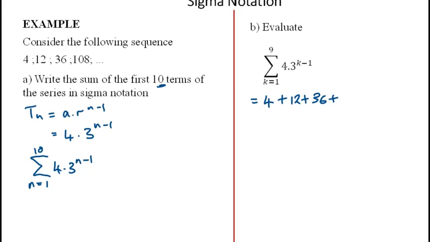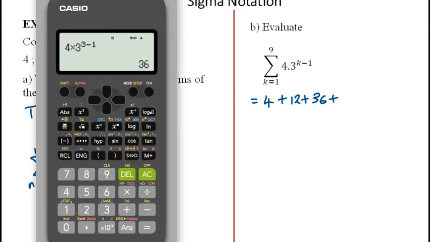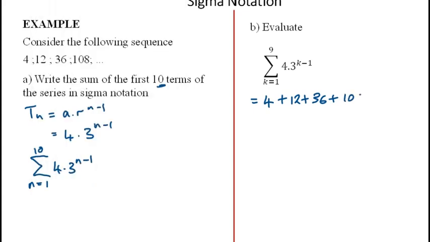Let's check that now when k is equal to 4, the fourth term. Okay, that's 108. Okay, we only need the first 4. So let's now check out the pattern. Okay, we see these are numbers that are multiplying each other by 3. So that's a geometric series with a equal to 4, the common ratio equal to 3. We're counting from k equal to 1 up to 9, so we're counting over 9 terms.